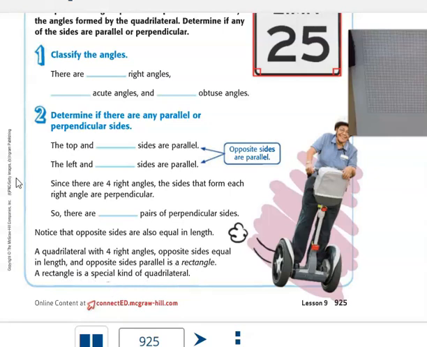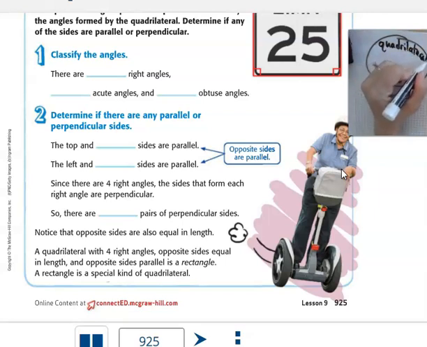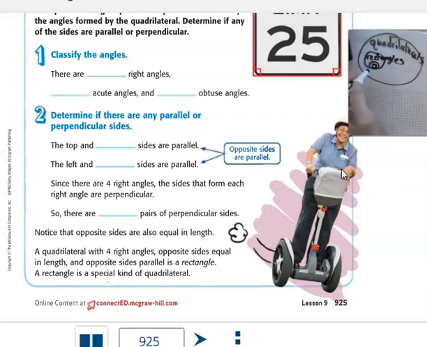So if we were to make groups, the major circle is quadrilaterals, and a group within those quadrilaterals would be rectangles. And even smaller within that would be, hopefully you recognize, squares. Because squares are a special kind of rectangle, and rectangles are a special kind of quadrilateral. So that's how these shapes relate together.